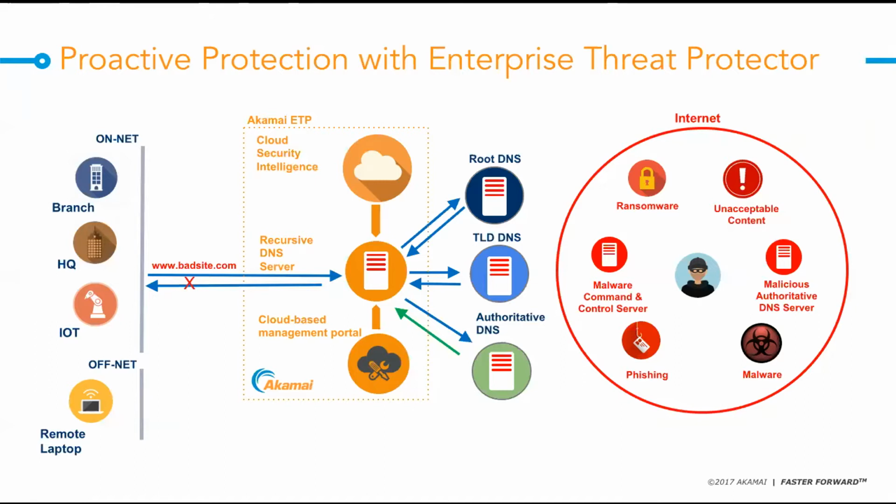It could be going to a ransomware site. It could be going to a command and control server, phishing, malware, all these kinds of threats or domains that are hosting these threats. We can look at the DNS layer and essentially stop the request from resolving and stop the user from accessing the malicious domain. That's the high level.